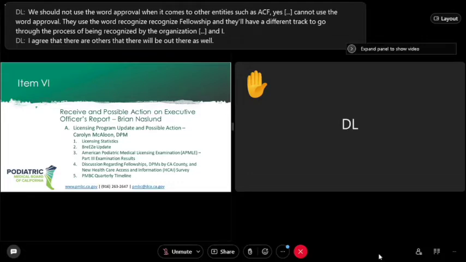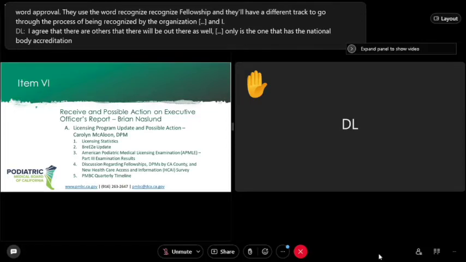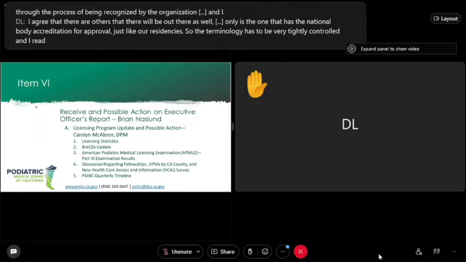CPME is the only one that has the national body accreditation for approval, just like our residencies. So the terminology has to be very tightly controlled, and I request our board to use that very carefully because it does have a lot of implications.